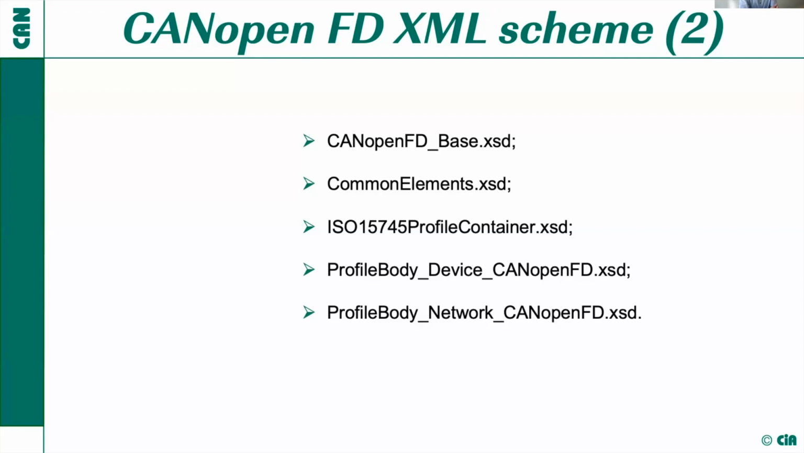You can see the CANopen FD base file, which describes just basic features, then common elements used independently from the technology inside, then the ISO 15745 specific structure of the profile. Then we have the profile body device profile description and the profile body network. What is the difference? In device, I specify device parameters and its specific functions, while in network, I specify network ID, network-related features, network identifiers as well, and how the network is built up.